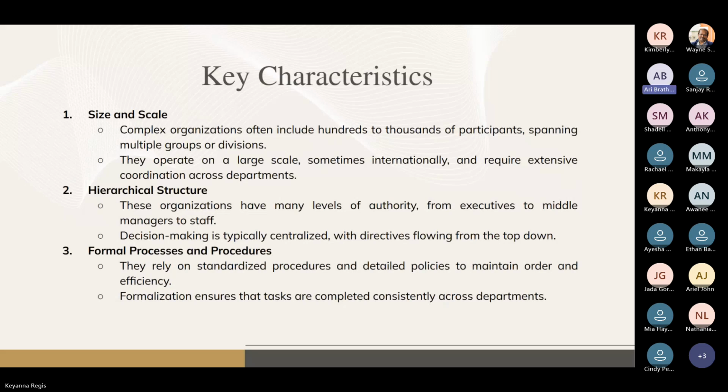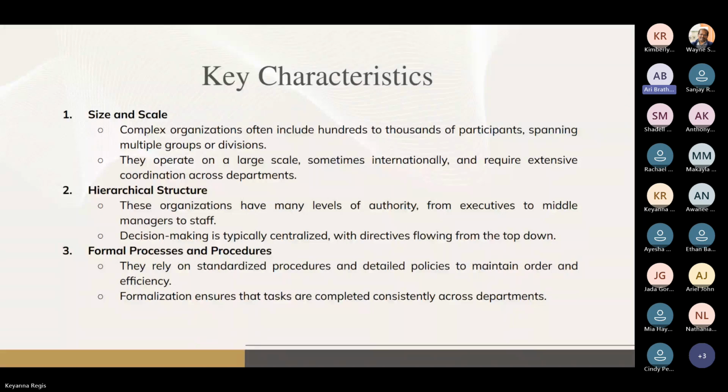Key characteristics of complex organizations. Size and scale. Number one, complex organizations often include hundreds to thousands of participants spanning multiple groups or divisions. They operate on a large scale, sometimes internationally, and require extensive coordination across departments. Number two, hierarchical structure. These organizations have many levels of authority, from executives to middle managers to staff. Decision making is typically centralized with directives flowing from the top down.